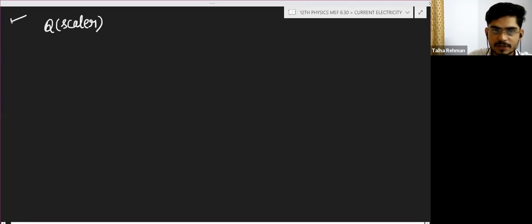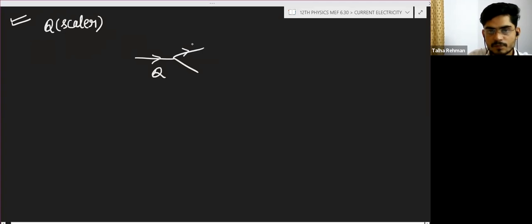This is just for explanation. Please don't note this down. Charge is a scalar quantity, and we can add charge directly. Suppose this is Q and this is Q1 and Q2. So I can directly write Q1 plus Q2 is equal to Q.